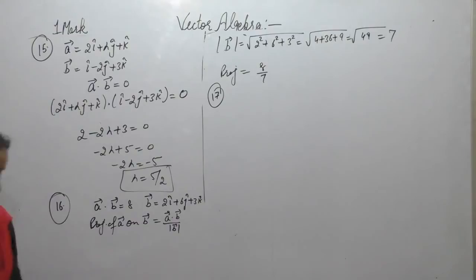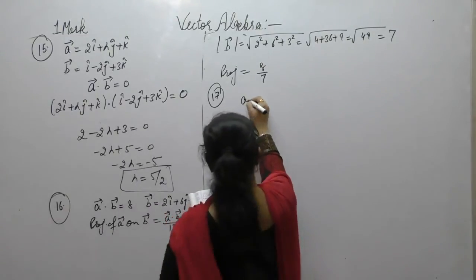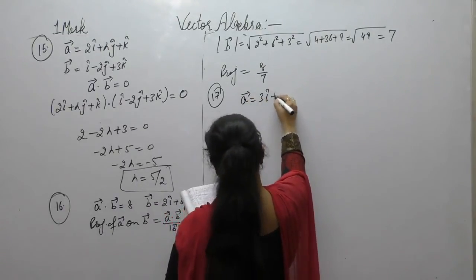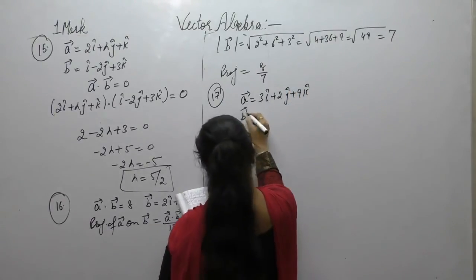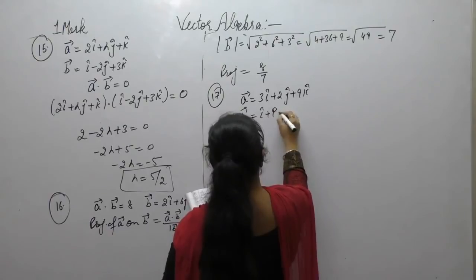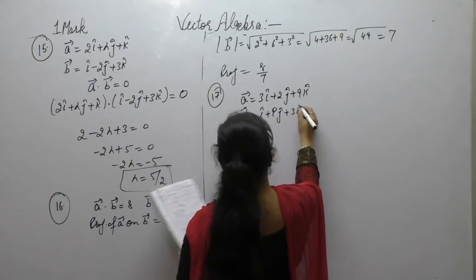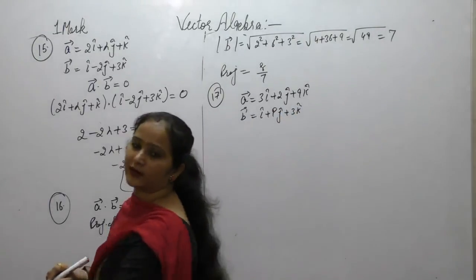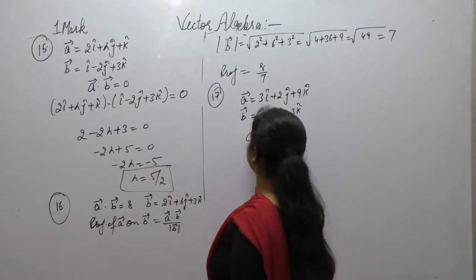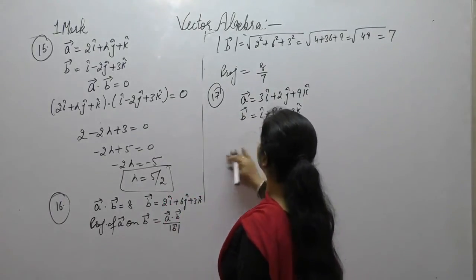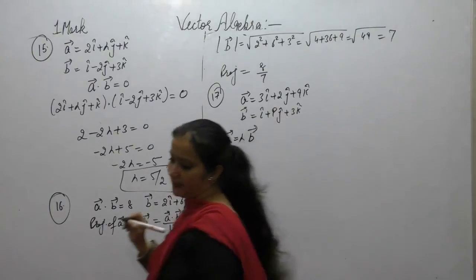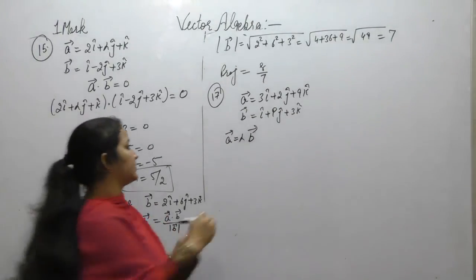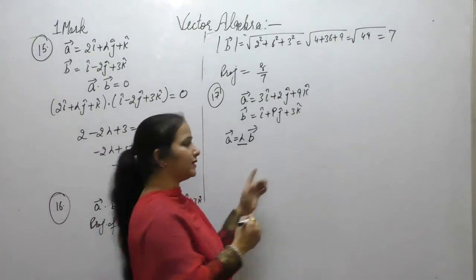Write the value of p for which A vector is 3i plus 2j plus 9k cap and B vector i plus pj plus 3k cap are parallel vectors. We know that two vectors are parallel if A vector is equal to lambda times B vector, some constant scalar quantity times the other vector.